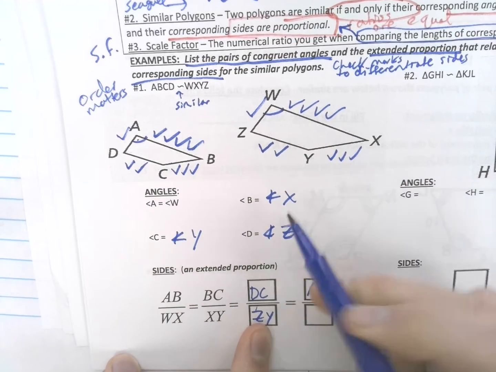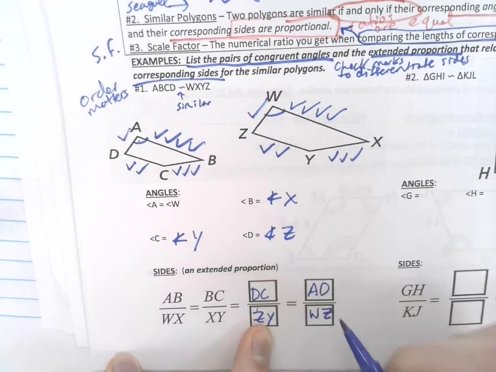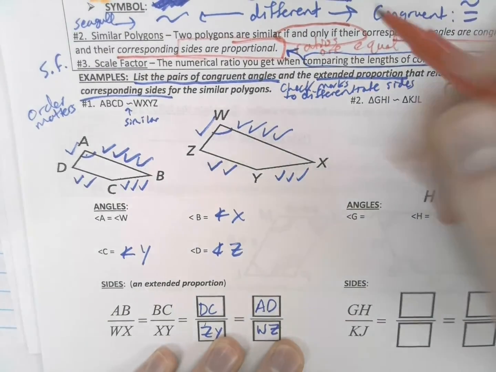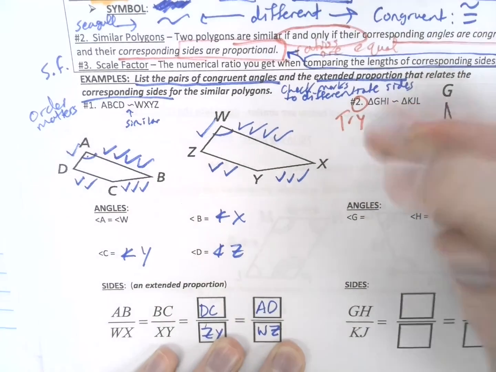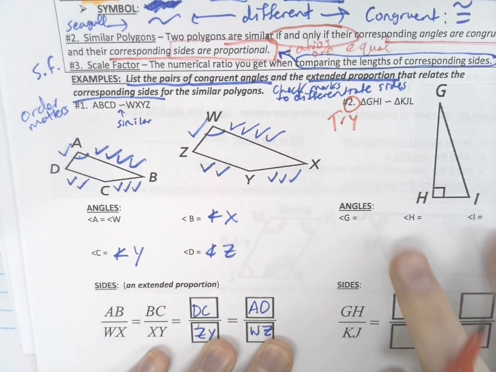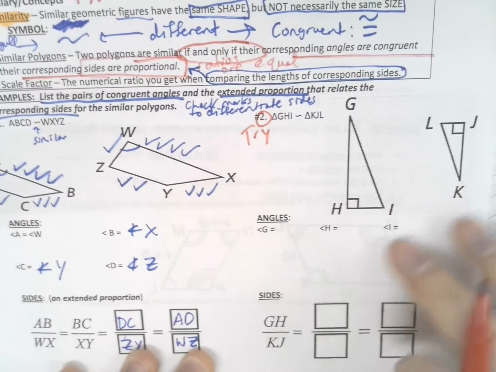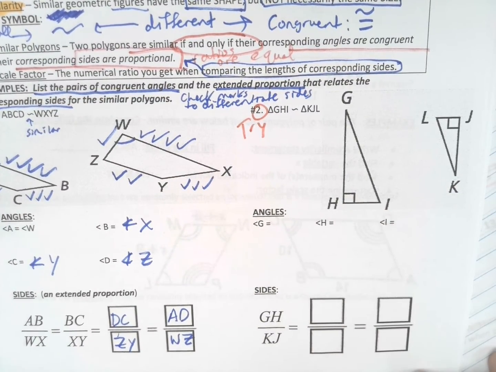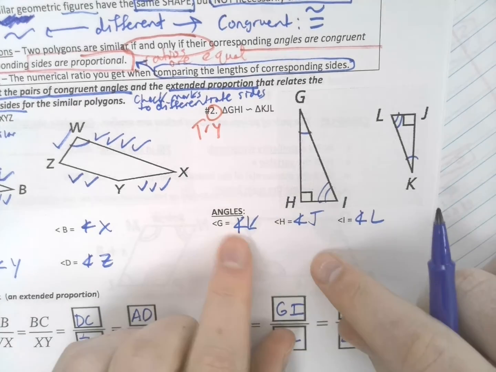Wouldn't that compare with WZ? Okay. So I'm going to let you guys try number 2, please. See if you can match up our angles with these triangles and then match up the extended proportions here. Let's see how you guys did.